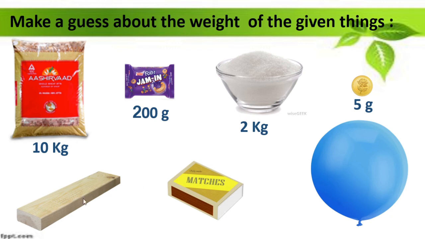Okay, 5 gram. Here you can see a wooden plank. Maybe nearly 5 kg in weight. Okay, now this is a matches or matchbox. Maybe around 70-80 grams. Right? See, this is a balloon. Yes, the weight may be around 20 gram. Here this is in kgs, here also in kgs, and these all in grams. Got this?